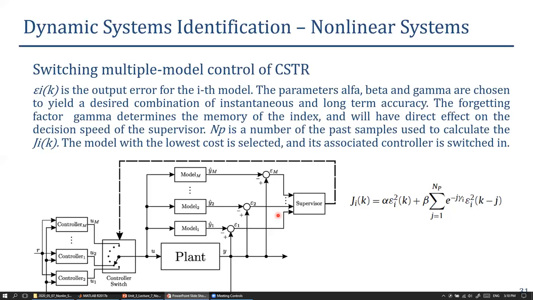Basically, here's the explanation. We look at the error, right? The cost is calculated for each model, so the cost is based on the error. And then the model and the corresponding controller with the smallest, or the best, cost is switched in. Do you understand that? Do you understand the principle behind it?